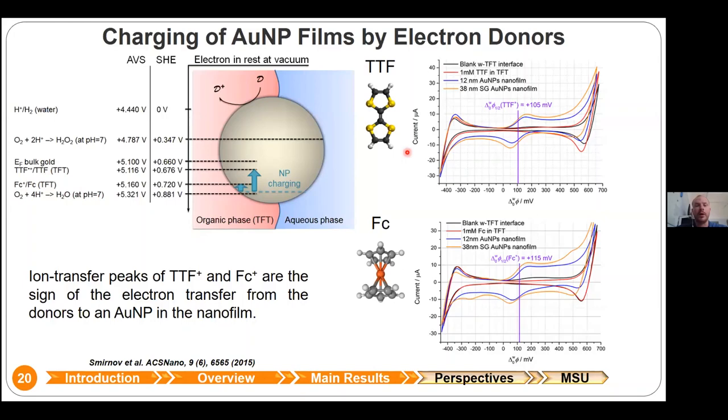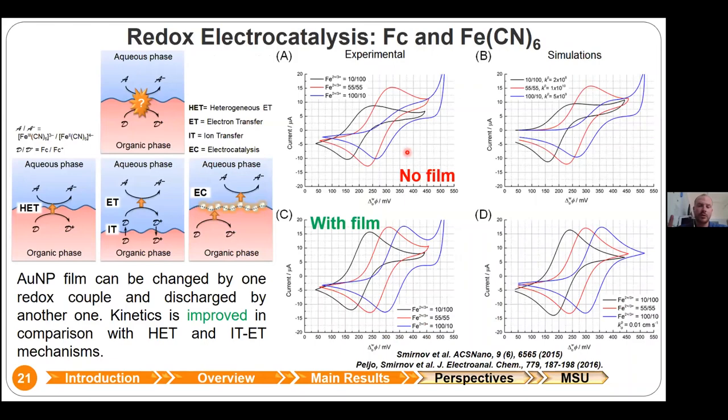I won't stop here for a long time, just to say there are some links, you can read it by yourself. I just want to say here that such films, since they are connected, as I showed you before, with the nanoparticles in the film connected with each other across the film. Gold nanoparticles here can be charged by one redox couple in one place, like this, and discharged at another place like that. And this happens with very, very improved kinetics compared to regular heterogeneous or homogeneous electron transfer.